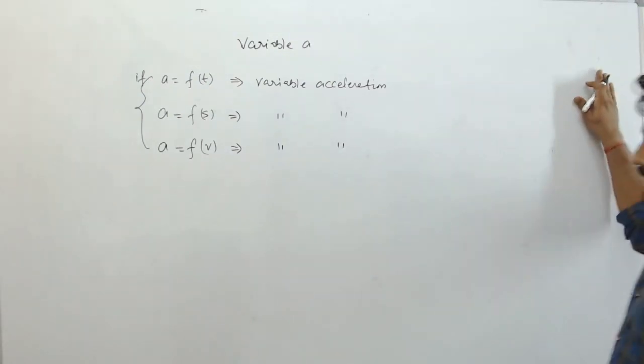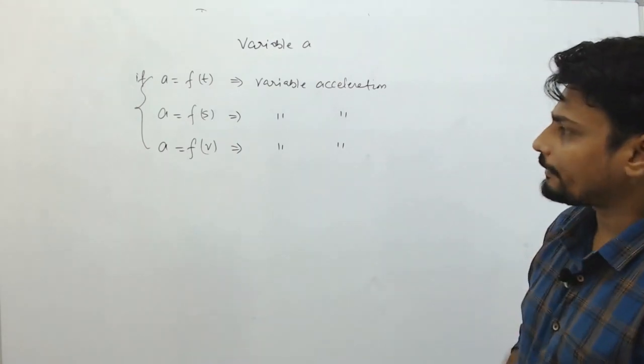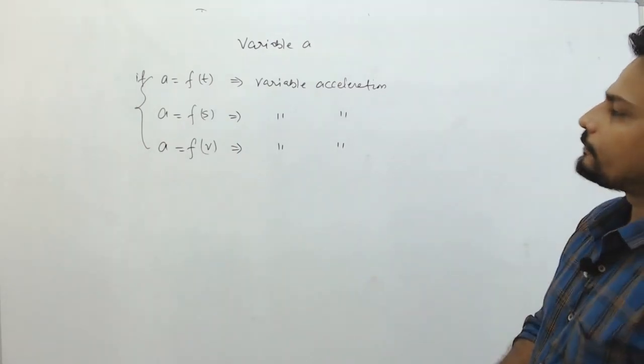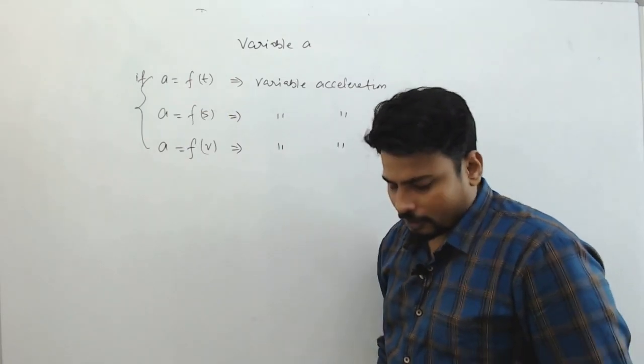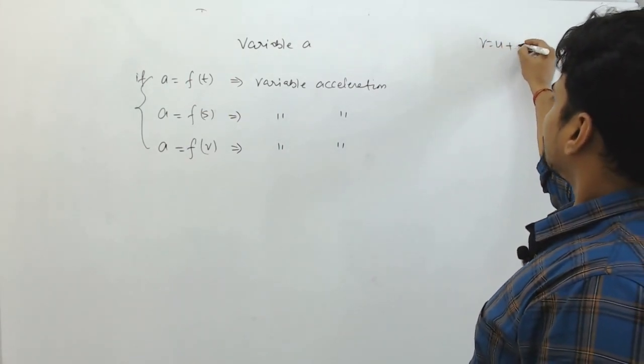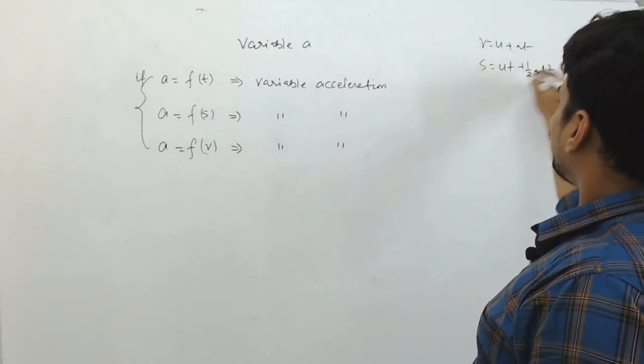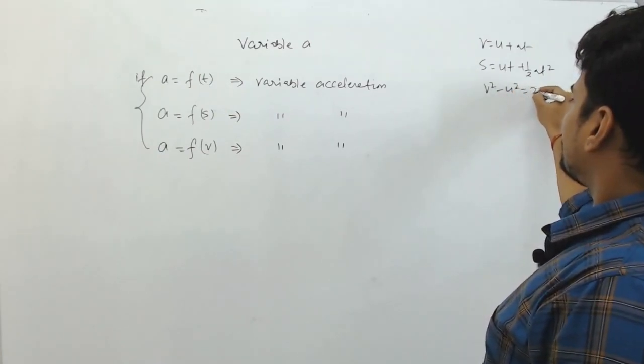चलो ठीक है, मान लिया variable है. Then how to deal with these variable acceleration? क्या क्या कर सकते हैं? What are the things that we need to do? Simple सी बात है. The equation of motions will not be valid with the variable acceleration. जो भी हमने पढ़ा है, v is equals to u plus at, s is equals to ut plus half at square, v square minus u square is equals to 2as.